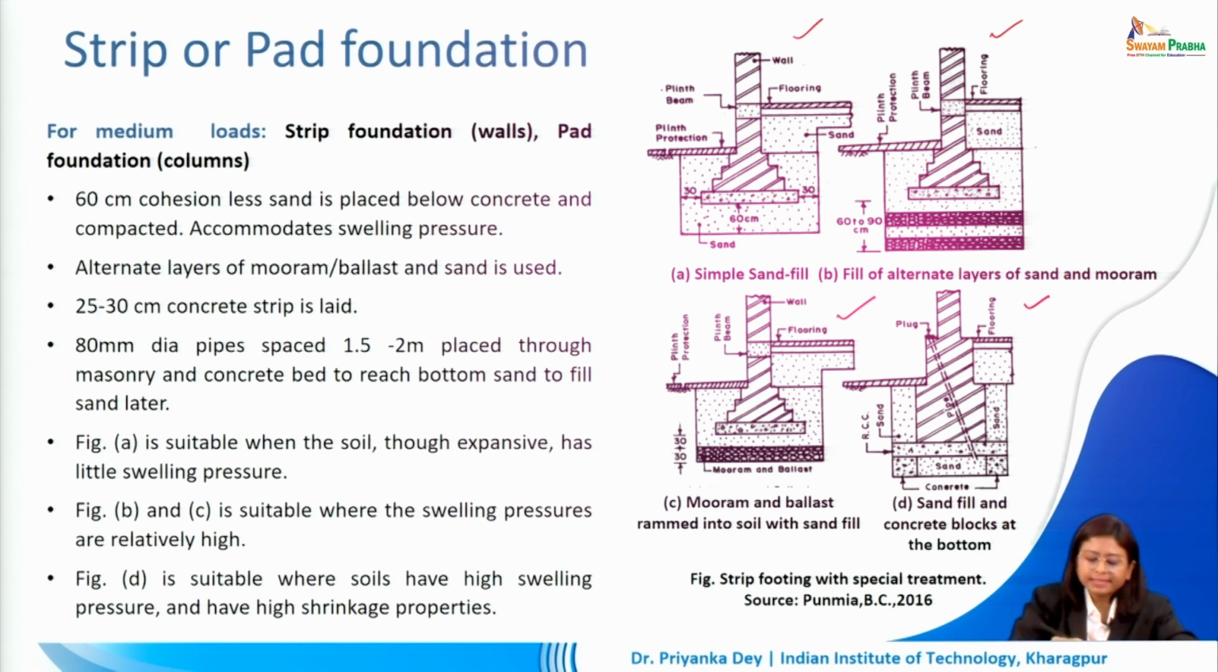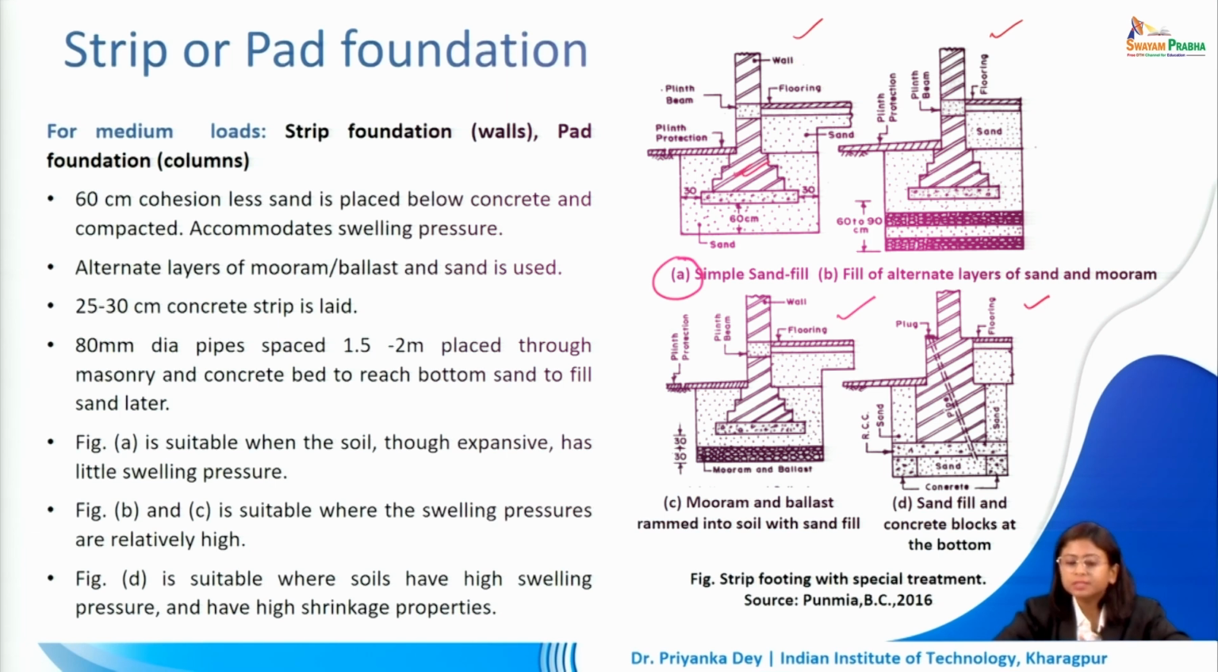So the first example, which is figure A, is a simple sand fill in which we have created a certain amount of sand in a pit within which our footing is cushioned. So what we are trying to do is create this particular footing within a cushion of sand from all sides, which will help us accommodate the swelling pressure that is building up seasonally.